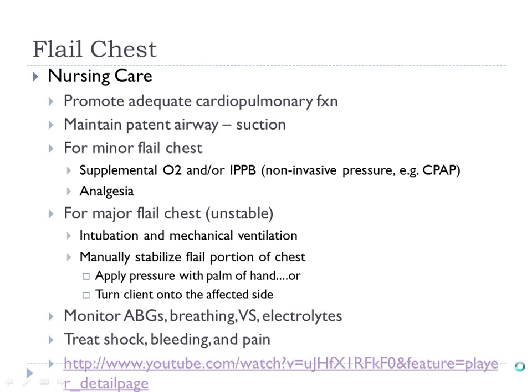If the patient is compensating fairly well, they may not need anything other than a little extra oxygen and some pain medication. We can also give them intermittent positive pressure, which is kind of like a mask with a little extra pressure. If the patient is unstable, meaning they are unable to maintain a normal oxygen level or are tachycardic with respiratory distress, this person must be intubated and mechanically ventilated. The treatment for unstable flail chest is intubation and mechanical ventilation.